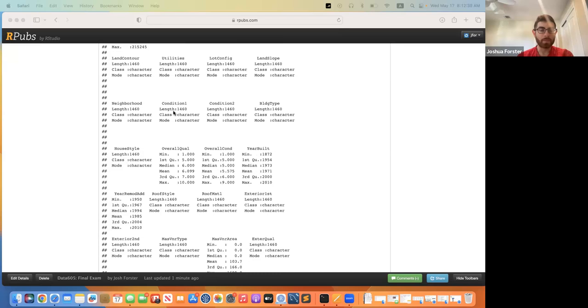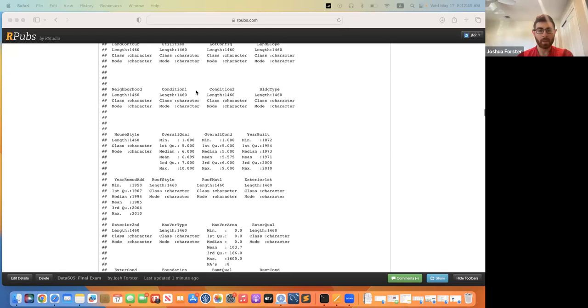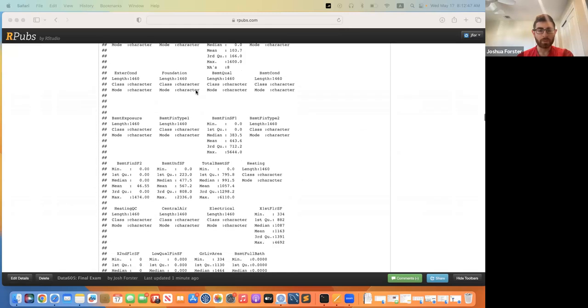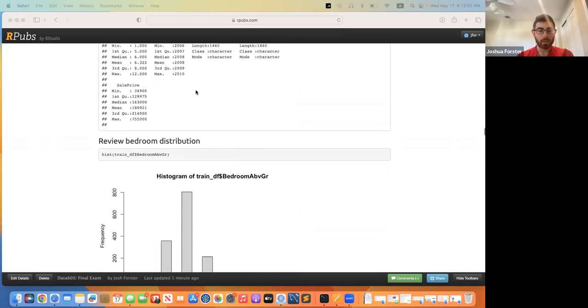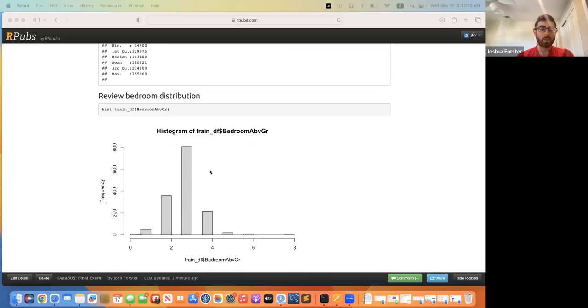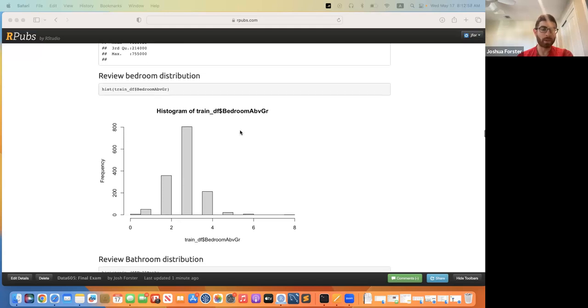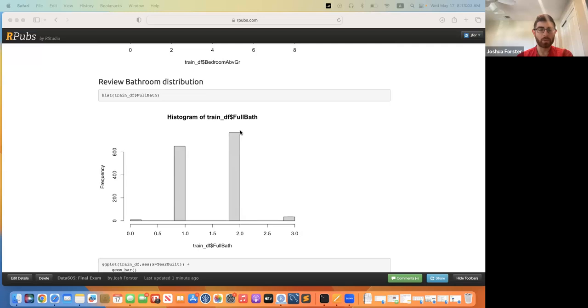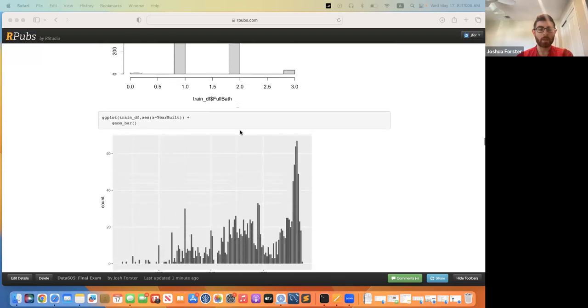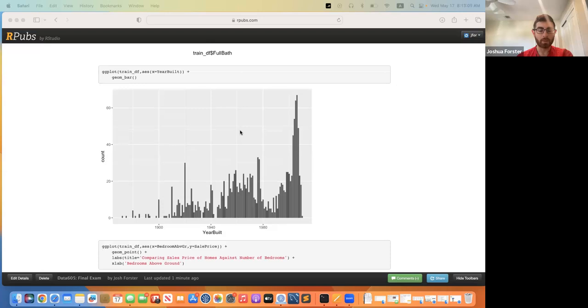I tried to do some feature engineering to add value to the model's predictive capability. We don't need to scan through all these fields, but that's a quick summary of them. Then I tried to visualize some of the relationships overall, looking at distributions for bedrooms above ground and bathroom distributions for full bathrooms. I also looked at the year built, because I thought age would be a factor.